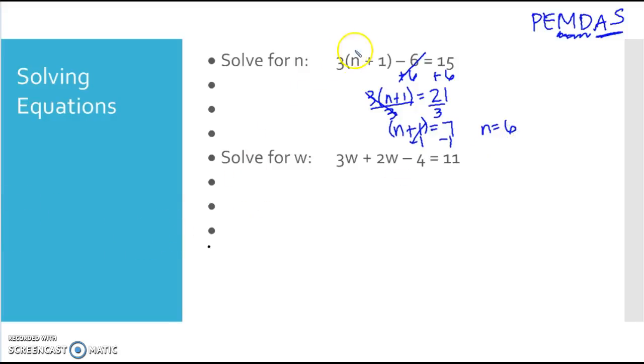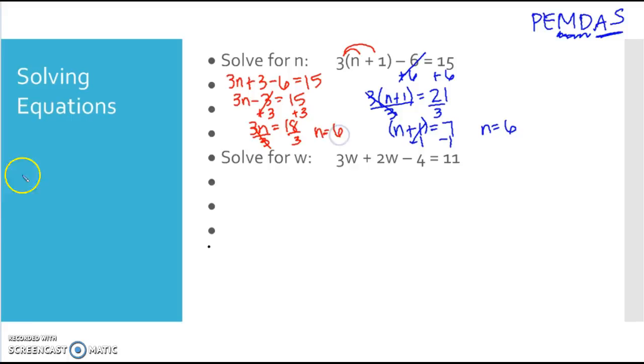The other option is to go ahead and distribute that 3. So then we get 3 times n is 3n, 3 times 1 is 3, bring down the minus 6, equals 15. I can go ahead and combine this positive 3 and negative 6, so we get 3n minus 3 equals 15. Add 3 over, start farthest away from my variable, so 3n equals 18. Opposite of multiplying is dividing, so n equals 6.